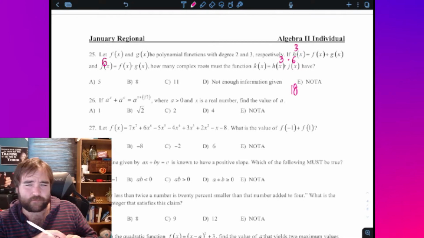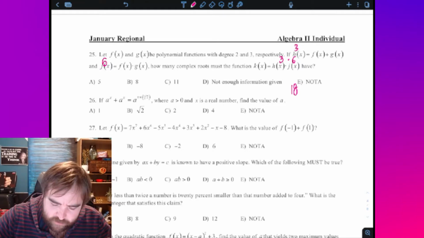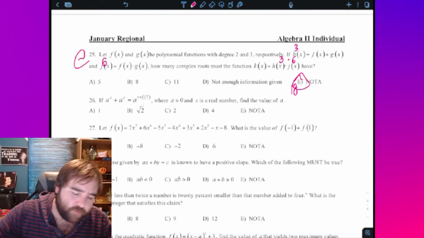That has to be E. That's really frustrating. I don't know. This test has already proved to be questionable.